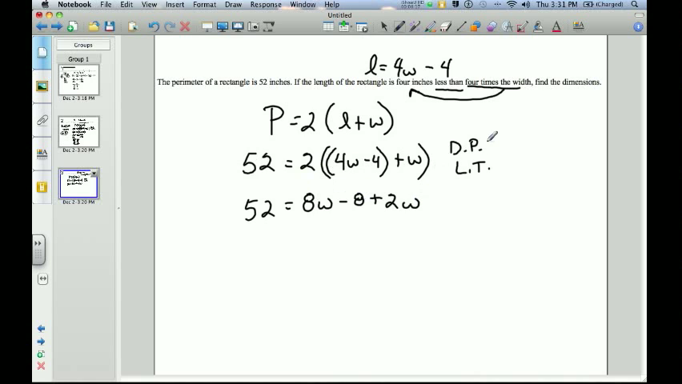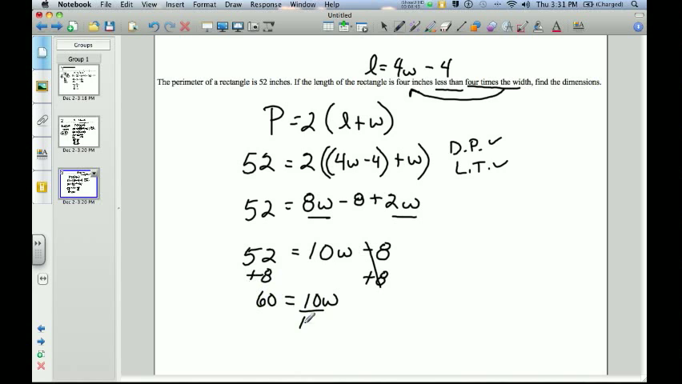So now I'm going to take care of distributive property. We're going to finish with like terms. So my like terms here are 8w and 2w. So I have 52 equals 10w with a negative 8. So I'm going to add 8 here, add 8 here. These cancel. Left with 10w, and I add those two together, which gives me 60. I'm going to divide by 10, and I'm going to get a width of 6.